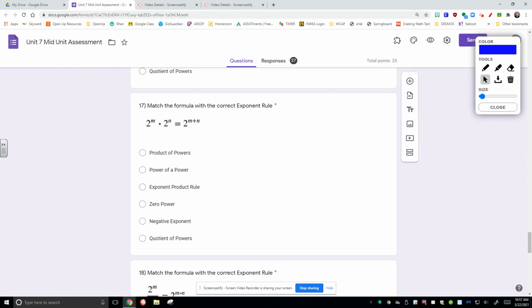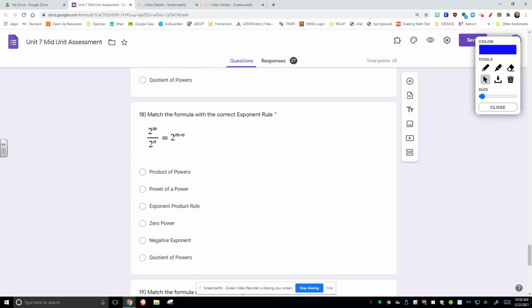Number 17 is the very first one of the very first ones that we learned about. Think about, what do you call this when you take two values and you multiply them together? What is the outcome of a multiplication problem? And that should give you a really good hint on what to do with this one.